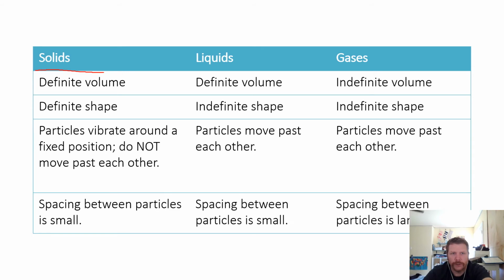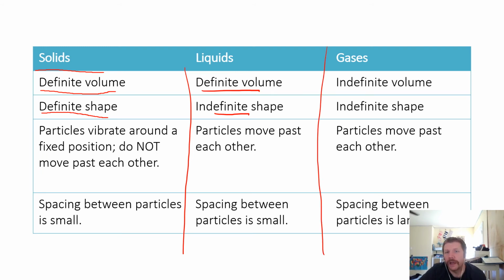Solids are going to have a definite volume, a definite shape. Particles are going to vibrate around a fixed position but do not move past one another. The spacing between these particles is very, very small. They're going to be as compact as possible. Now, a liquid has a definite volume and an indefinite shape. So they're going to basically move to whatever shape they can adapt to. Particles are going to be moving all over the place, and the spacing between these particles is similar to the solid, very small. Finally, our gases. They're going to have an indefinite volume, an indefinite shape. Particles are going to move past one another, and the spacing between them is pretty large. One thing that we know about gases is they're going to fill the container in which they're found.